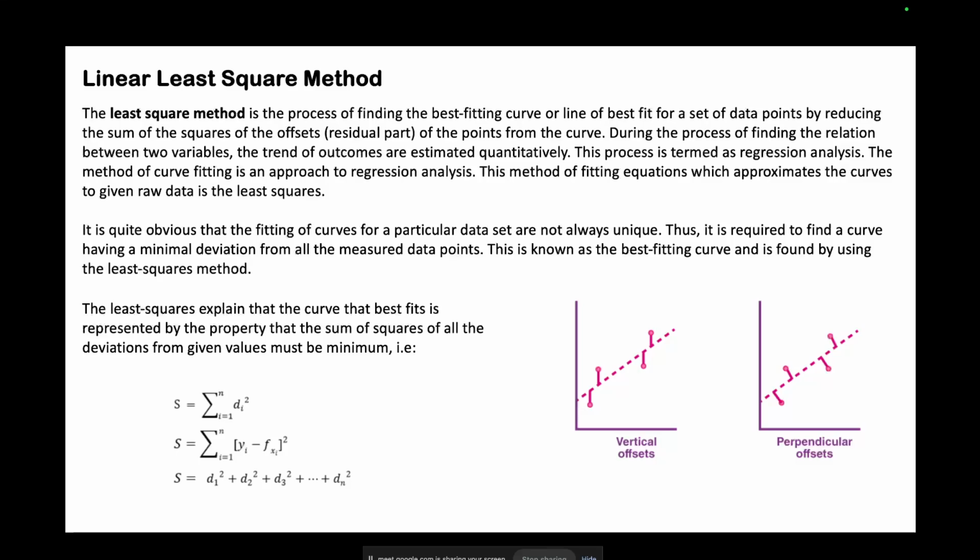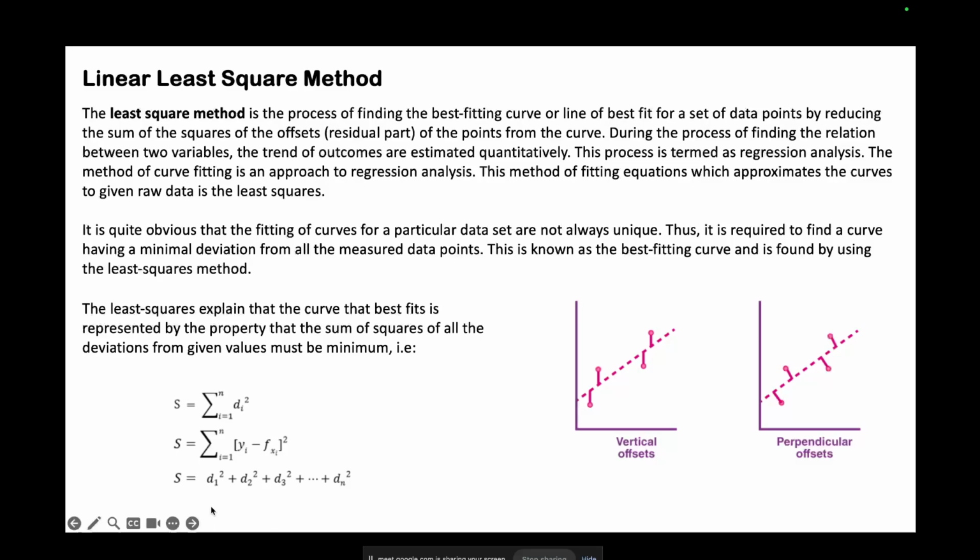So it is the process of finding the best fitting curve, or the line of best fit, for a set of data points by reducing the sum of squares of the offsets of the points from the curve. During this process of finding the relation between two variables, the trend outcomes are estimated quantitatively. This is called regression analysis, as I was talking about.